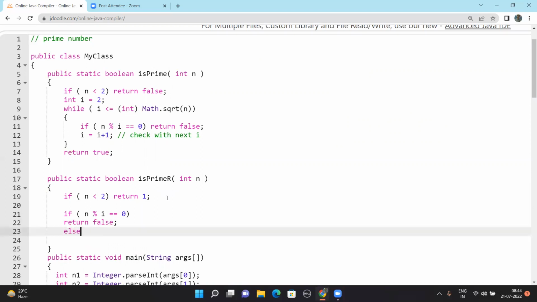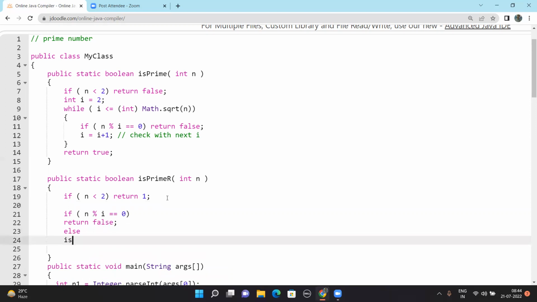Otherwise, to solve the problem with the next try, it is like passing the baton to the next one in the relay. So what is the next part of the problem? You tried with i. n is not divisible by i. Then you try with i plus 1. So you need one more input here. Let it be i.